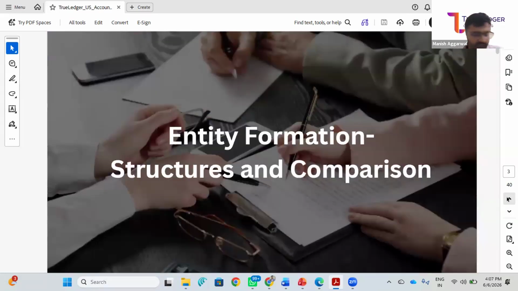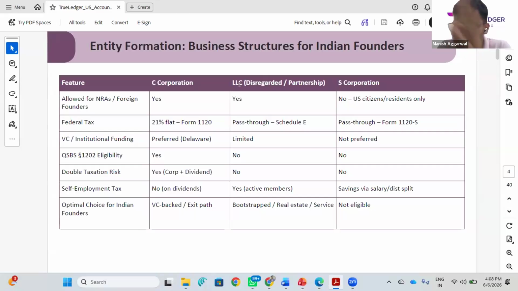When we say entity formation, what are the typical business structures available if an Indian startup owner or founder wants to set up a business entity in the US? And what are the key comparative aspects from a tax point of view for those structures? Typically there are three structures: a C corporation, which is like a private limited company of India, and then an LLC, which is a hybrid entity that can be categorized as a partnership entity or as a corporation, both.